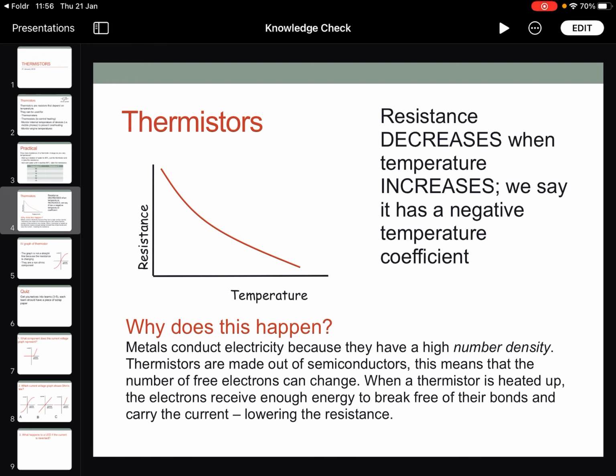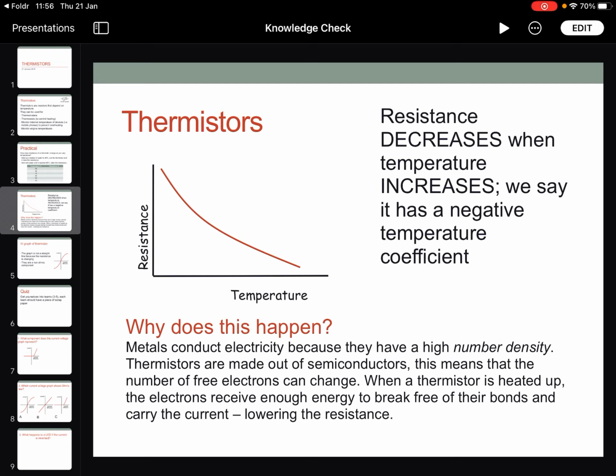So these are the notes you're going to need to make, as well as this slide. Resistance and temperature: resistance decreases when temperature increases. We say that it has a negative temperature coefficient. So generally, as you increase temperature, the resistance goes down.